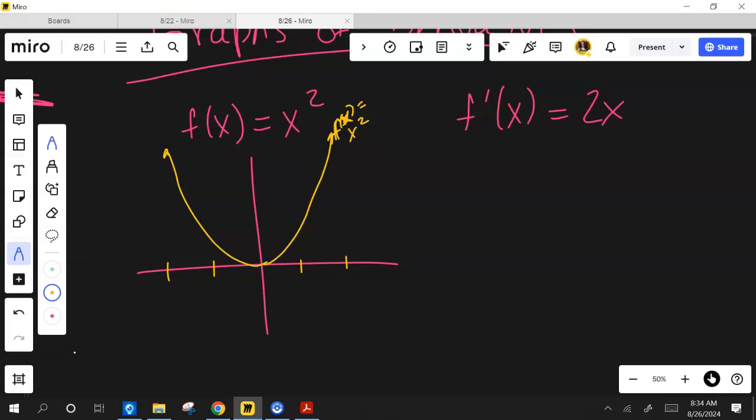Knowing what you know about parabolas, this point is 1, 2. This point would be 2, 4. Negative 1, 2. Negative 2, 4. Everybody okay? Here, if I draw my tan line, I'm just going to put several tan lines on here. In terms of the slope of these tan lines, tell me what you know.